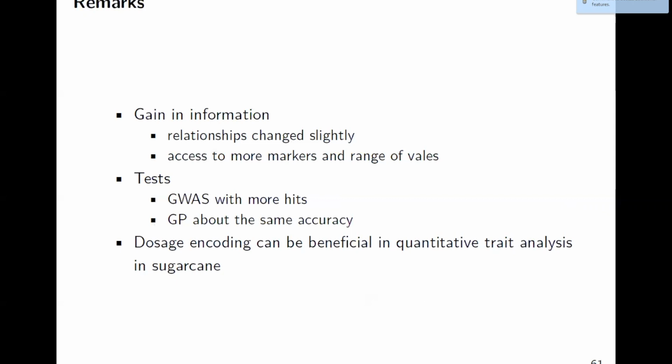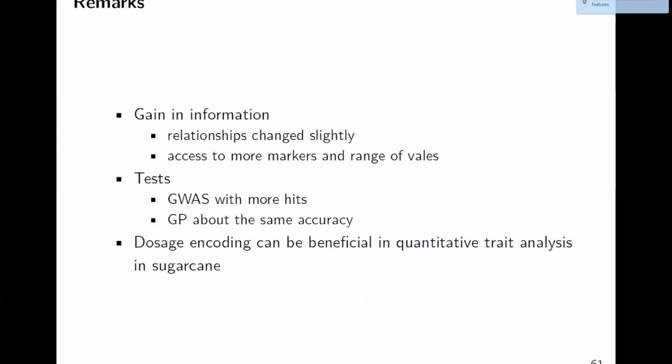I have more markers that were not polymorphic before. And also, because the relationships were a little different, it looks like we're getting access to new information that we didn't have before. In the actual tests in GWAS, we had more hits. Genome prediction was about the same, so it's not clear whether there was a real improvement in accuracy there.